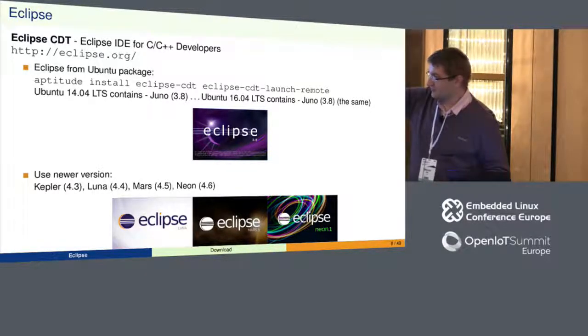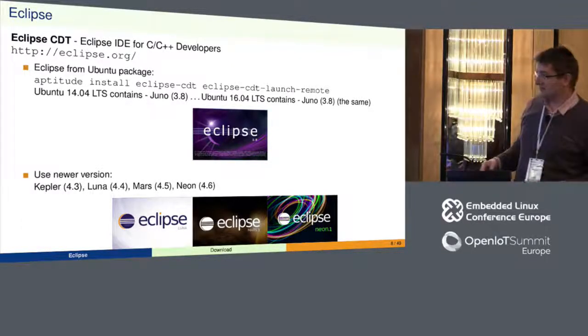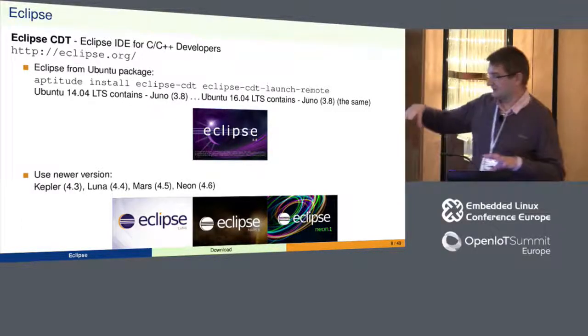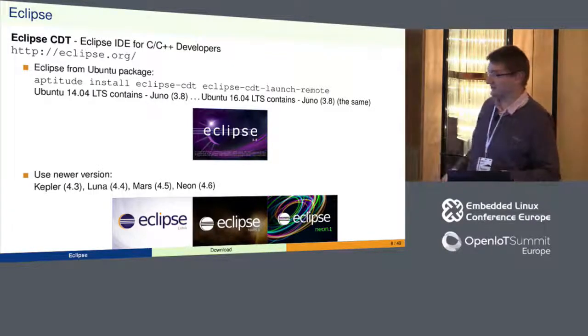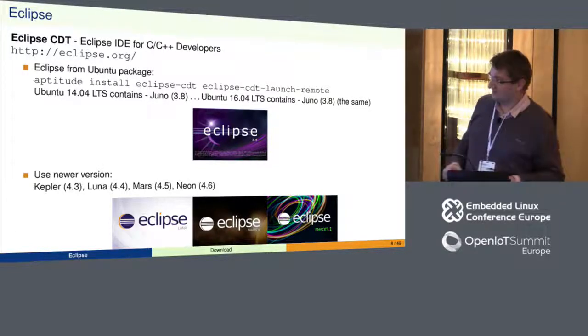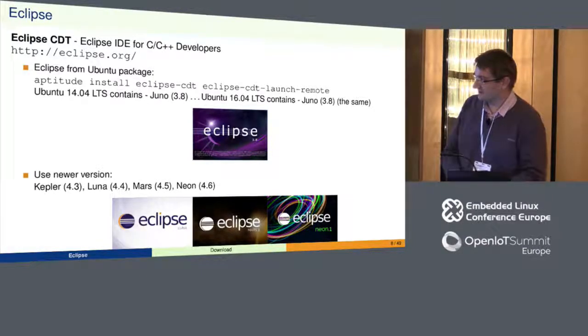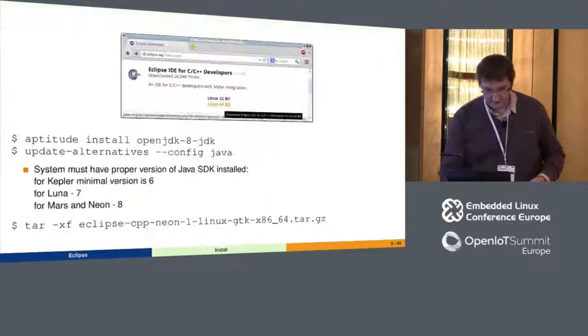There's a Kepler, Luna, Mars, and Neon. This is important because for basic kernel and external modules configuration, you can use any version of Eclipse. But some fancy features begin from, for example, Luna, which has tracing tools integrated, and Mars and Neon. And there are some additional problems also.